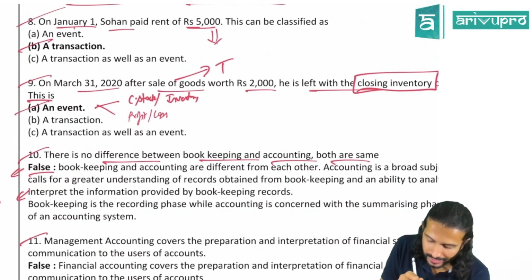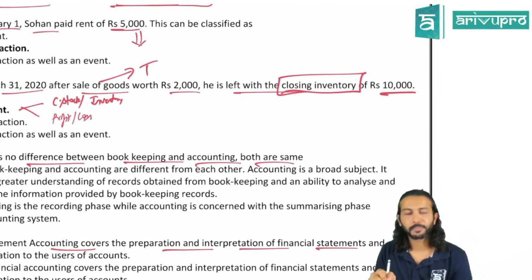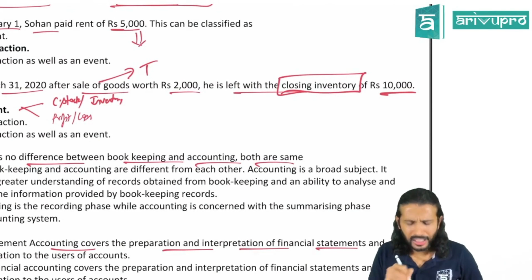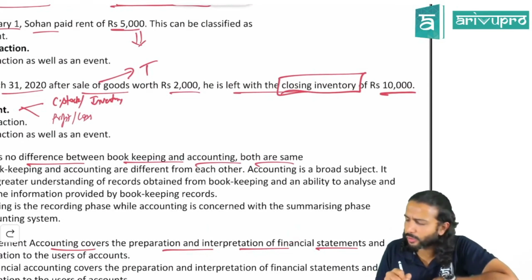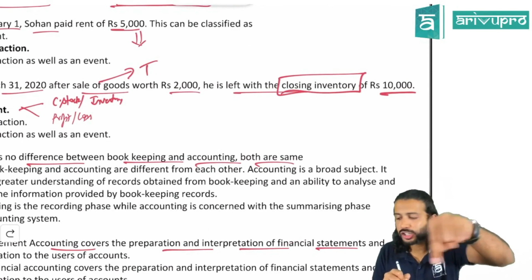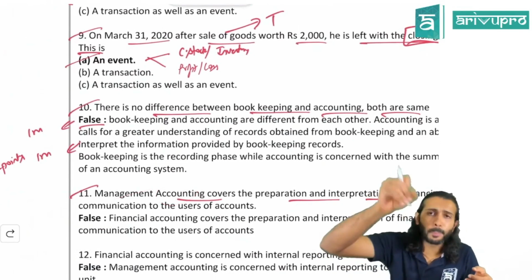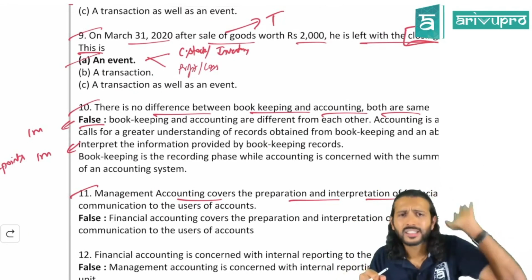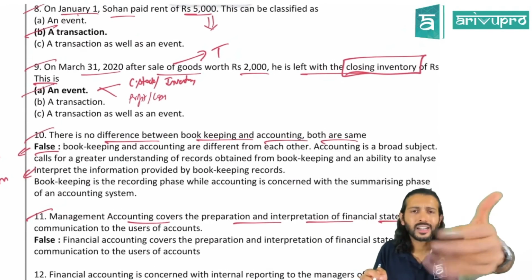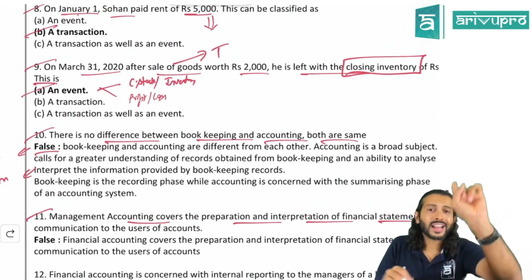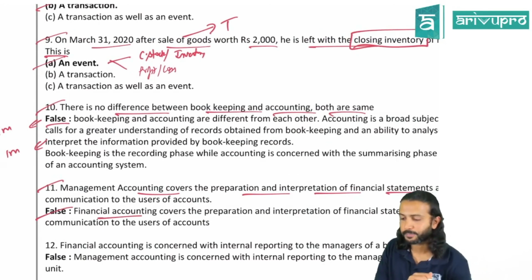Alright, next. Management accounting covers preparation and interpretation of financial statements. Does management accounting deal with that? Which deals with preparing and interpreting financial statements? Financial accounting deals with that. Management accounting deals with providing the reports necessary to take decisions. So this is not an activity of management accounting. Interpreting and communicating financial statements is an activity of financial accounting. So the answer is false.